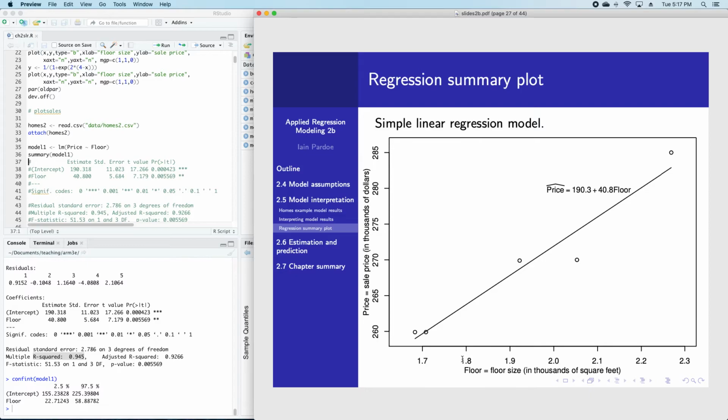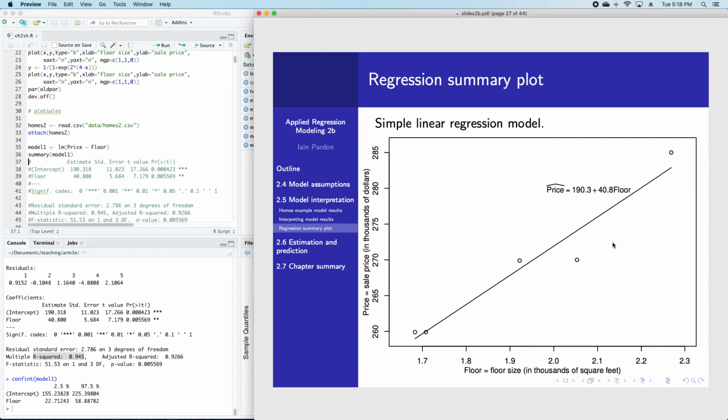So for example, a house with a floor size of 1,800 square feet would be predicted to have a sale price given by the point on the line there, which, what's that, about $263,000. And we can calculate that more accurately by using this equation and plugging in the value 1.8. So that's how to summarize all the results in a simple linear regression analysis.